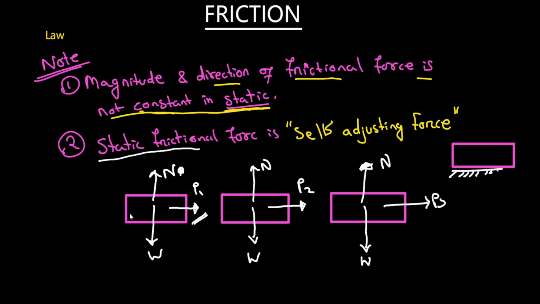I have discussed that friction will oppose the relative motion. The object is trying to move in the positive x axis, so the friction will be opposite to the relative motion, so it will be in the negative x axis. So I'm saying the friction will act somewhere here along the ground.